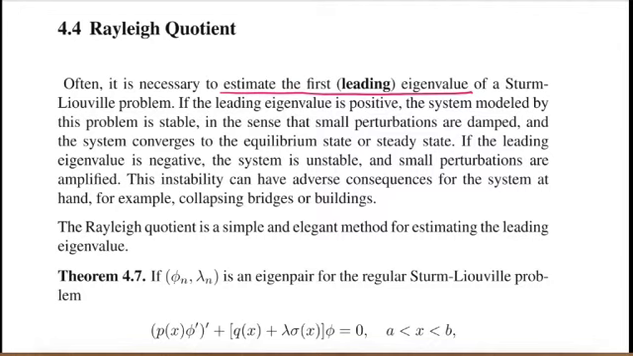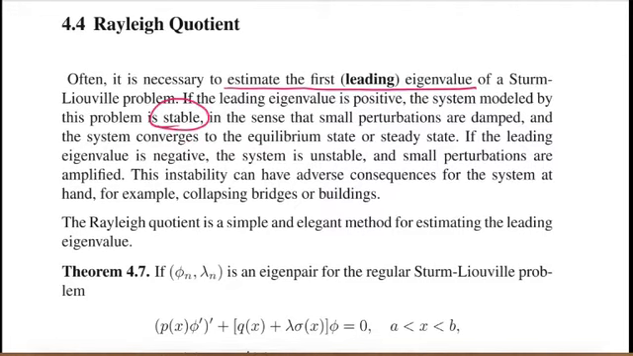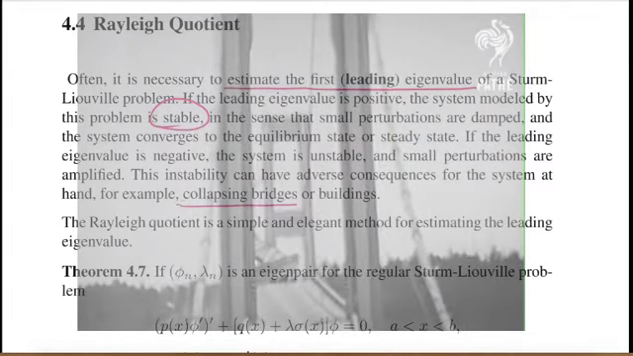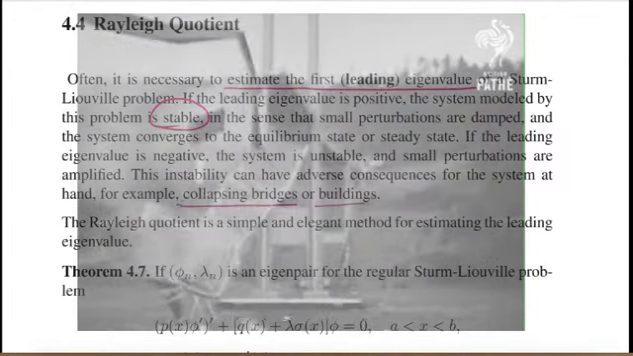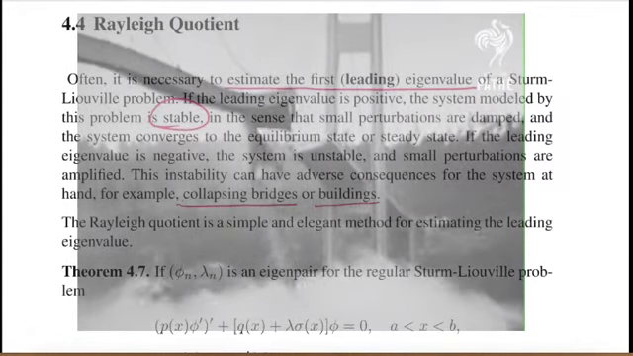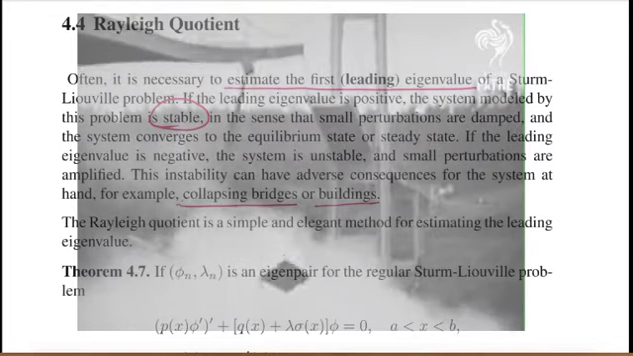And this is useful because if we can show that the first one is positive, everybody else is also positive, and the system is stable. If, however, the first eigenvalue is negative, the system is unstable, and this means, for example, it can break down. The physical system described by the PDE can break down, like it happens for collapsing bridges or collapsing buildings. This has to do with the first eigenvalue of the corresponding Sturm-Liouville problem being negative. So it is rather important to control these eigenvalues.